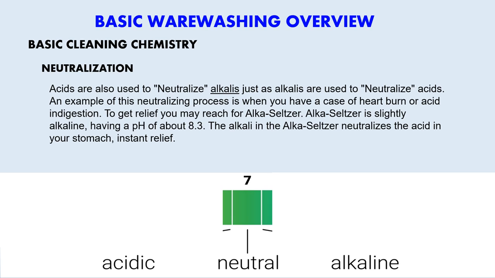Acids are also used to neutralize alkalis, just as alkalis are used to neutralize acids. An example of this neutralizing process is when you have a case of heartburn or acid indigestion. To get relief, you may reach for an Alka-Seltzer. Alka-Seltzer is slightly alkaline, having a pH of about 8.3. The alkali in the Alka-Seltzer neutralizes the acid in your stomach to give you instant relief.